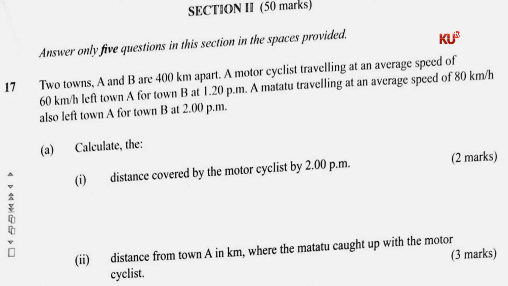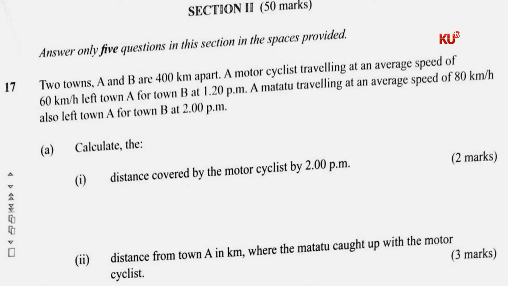This cyclist is moving at a speed of 60 kilometers per hour. And this person left at 1:20 p.m. A matatu traveling at an average speed of 80 kilometers per hour also left.